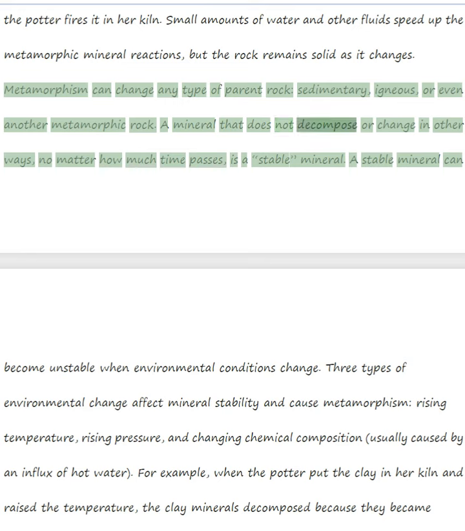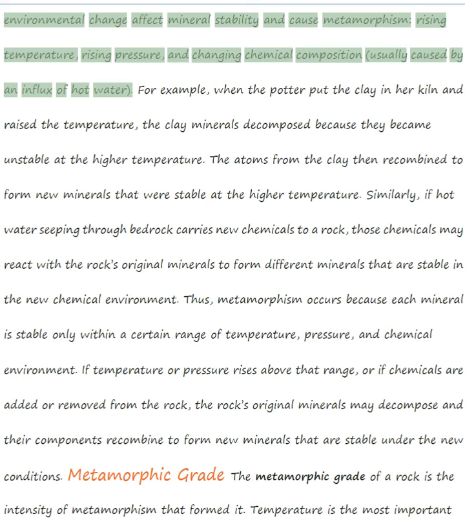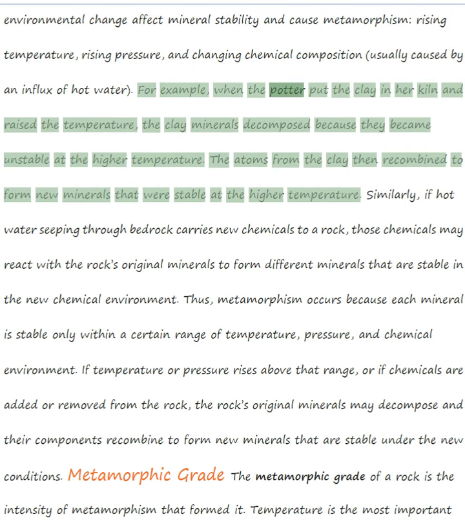A mineral that does not decompose or change in other ways, no matter how much time passes, is a stable mineral. A stable mineral can become unstable when environmental conditions change. Three types of environmental change affect mineral stability and cause metamorphism: rising temperature, rising pressure, and changing chemical composition. For example, when the potter put the clay in her kiln and raised the temperature, the clay minerals decomposed because they became unstable at the higher temperature.